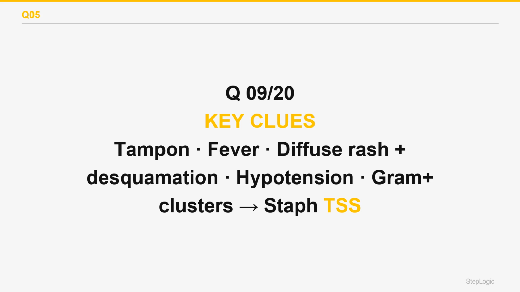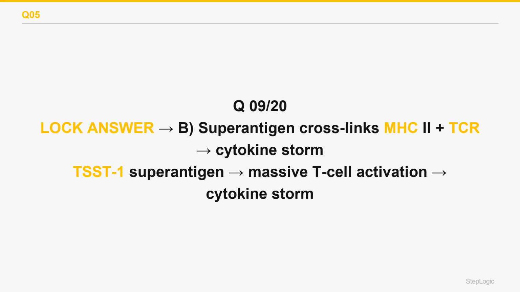This non-specifically activates a huge fraction of T cells at once, up to 20%, triggering a massive release of cytokines like IL-2, IL-1, and TNF. The cytokine storm produces fever, the diffuse erythematous rash with desquamation, capillary leak, and hypotensive shock. Blood cultures are often negative because the disease is toxin-mediated, not bacteremic.